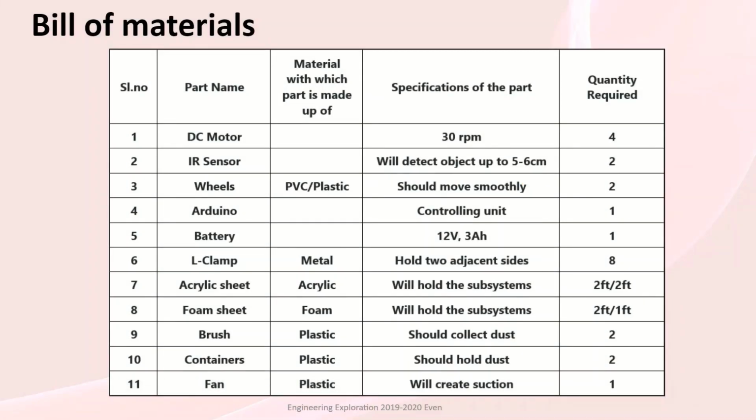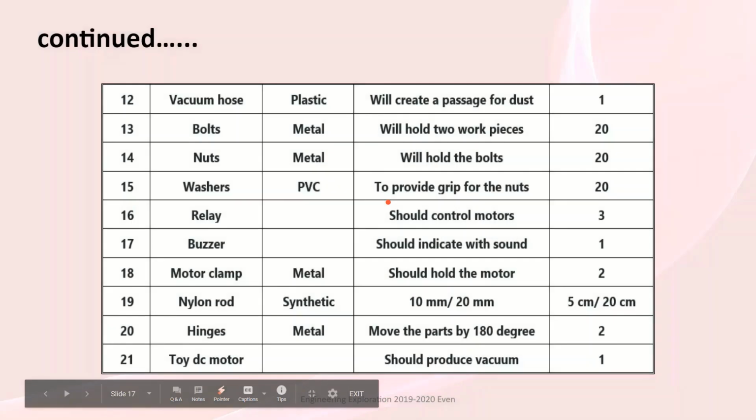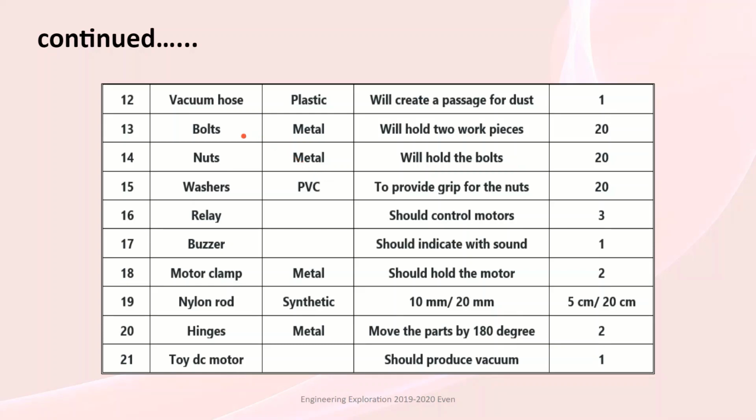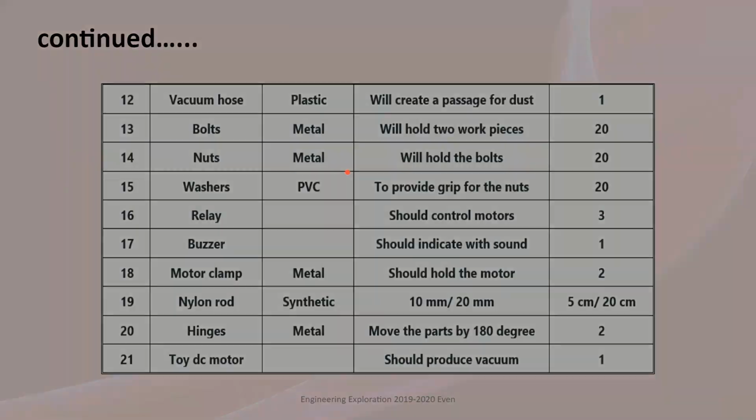Bill of materials. The materials we purchased for the construction of our bot are 4 DC motors of 30 RPM, 2 IR sensors, 2 wheels, Arduino, battery, LED, buzzer, 2 brushes, vacuum container and a vacuum hose. The materials that were available off-the-shelf were bolts, nuts, washers, motor clamp, nylon rod, hinges, acrylic sheet used for the base and foam sheet used for the casing.